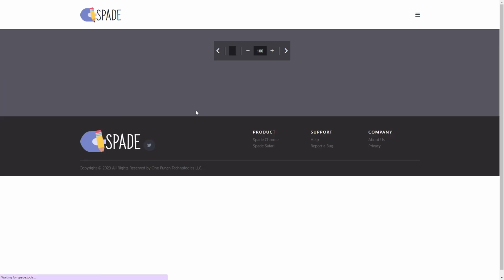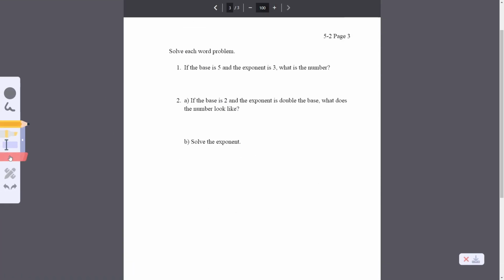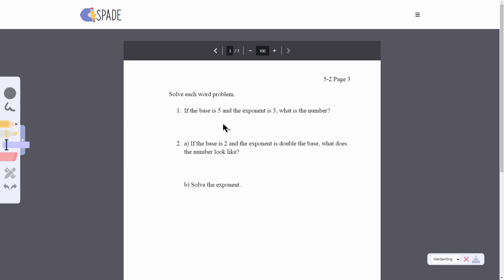Last page, section continued. Solve each word problem. If the base is 5 and the exponent is 3, what is the number? The base will be 5, the exponent is 3. So what is, effectively, 5 to the third power? 5 times 5 times 5. 5 times 5 is 25. 25 times 5 is 125.